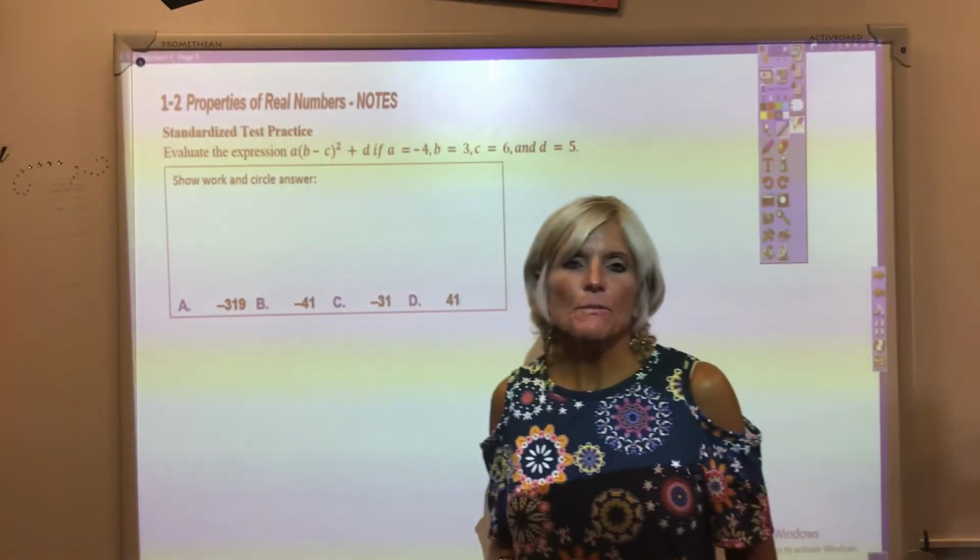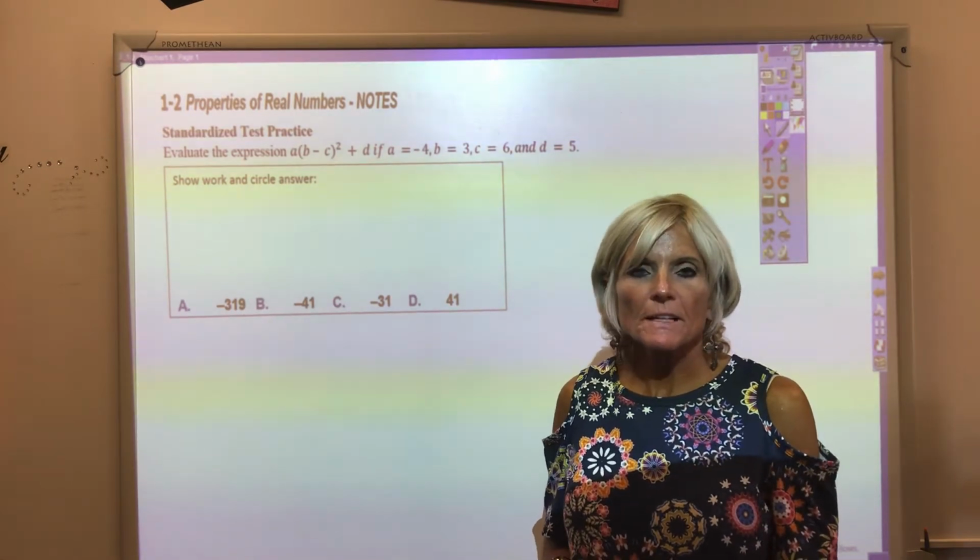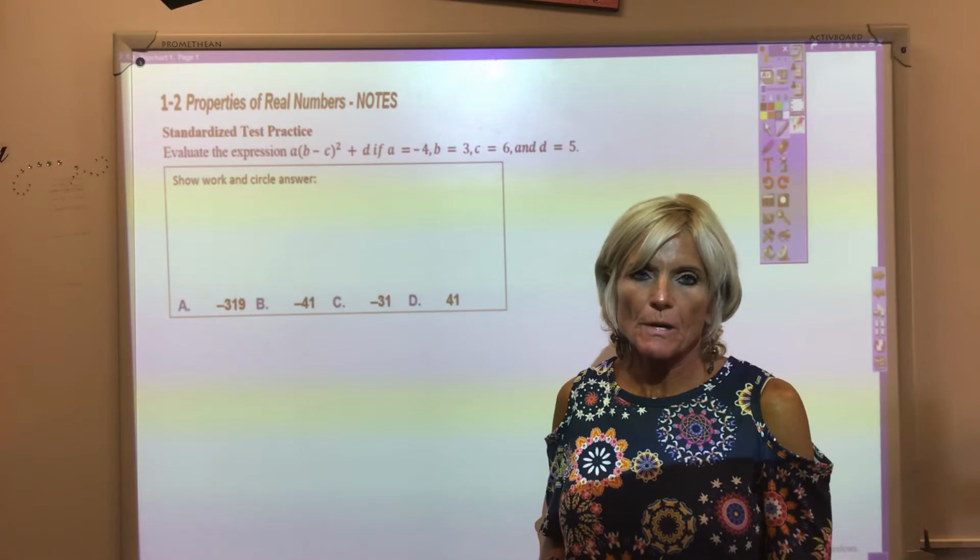Hi class, today we're going to be talking about the properties of real numbers. Let's start with our standardized test practice problem.